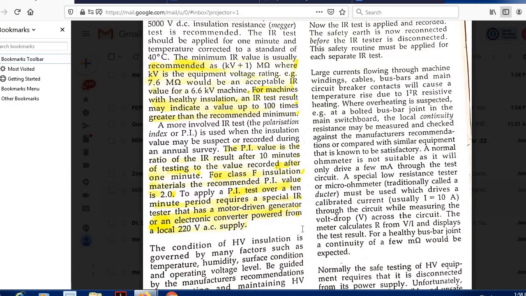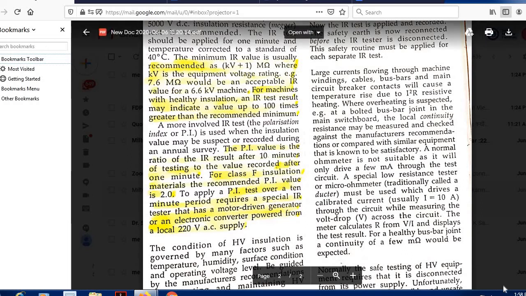And if the ratio value comes to greater than 2, it's a ratio, so greater than 2, then it is good. The insulation value is acceptable, it is good. Okay? So this is your polarization index test, and this gives you correct value at different varying temperature also, where the atmospheric temperature is varying to some degrees. This is more accurate, with this you get more accurate result.